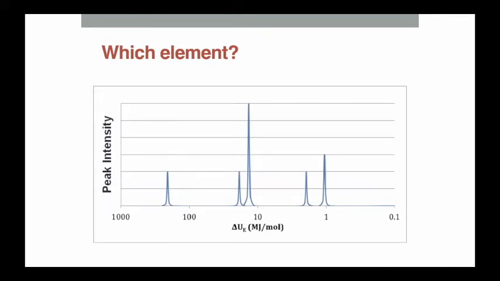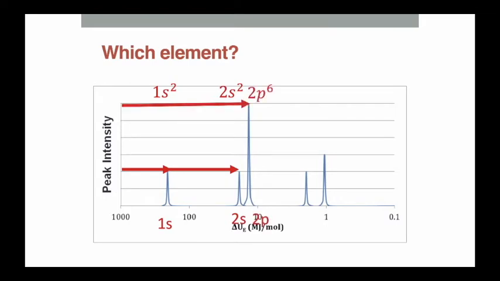We have 5 peaks here. We can go ahead and label them from left to right and start writing an electron configuration at the top. So we'll start with the 1s, and we have 2 electrons. Then we'll go to the 2s, and we have 2 electrons. Then we'll go to the 2p. We have 6 electrons in this orbital.